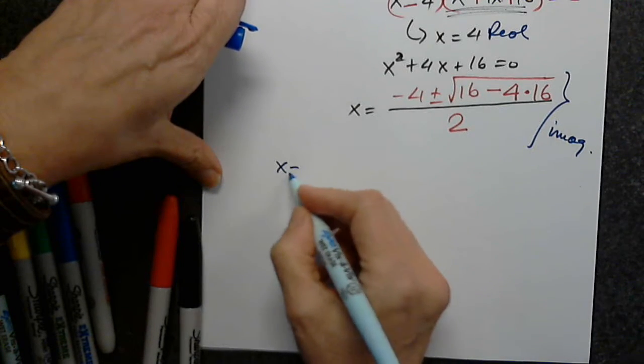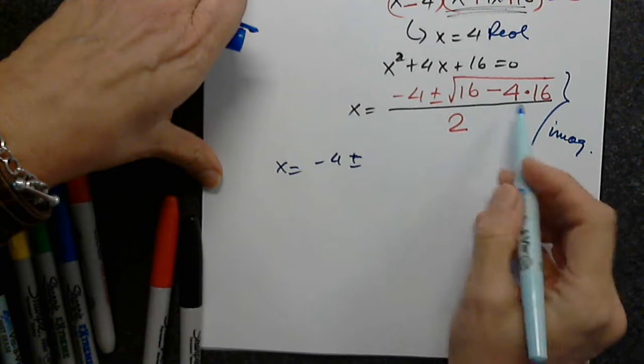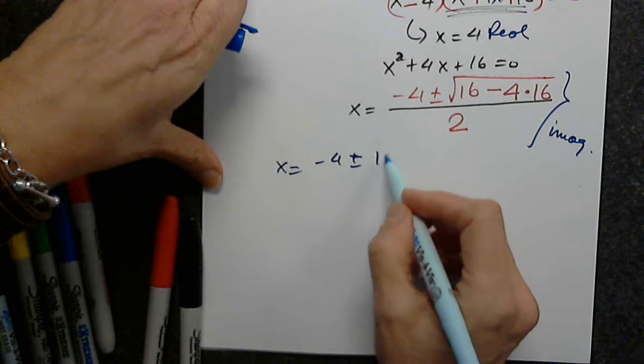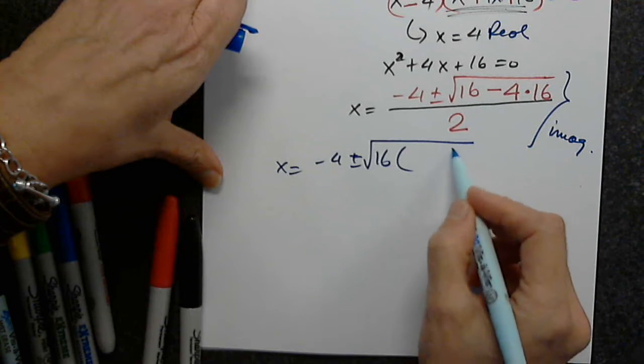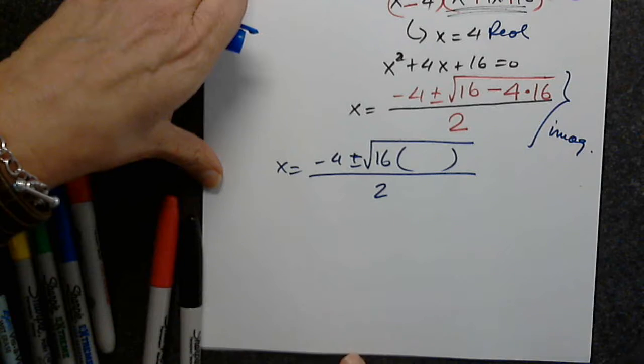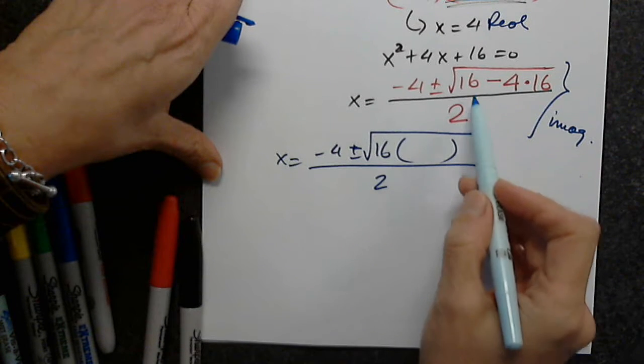So I have x equals negative 4 plus or minus the square root. Inside the square root, I will factor out 16. So 16 times what is 16?